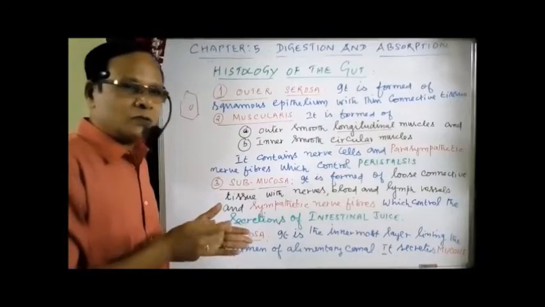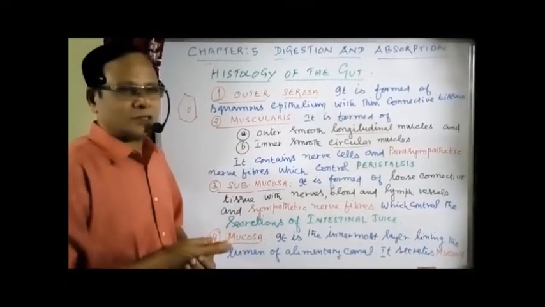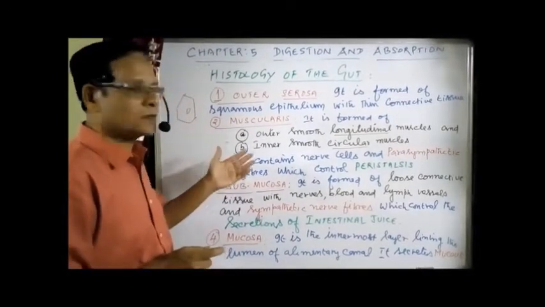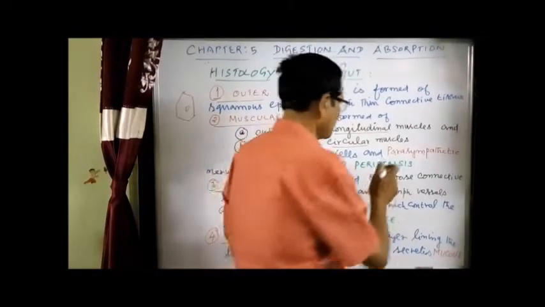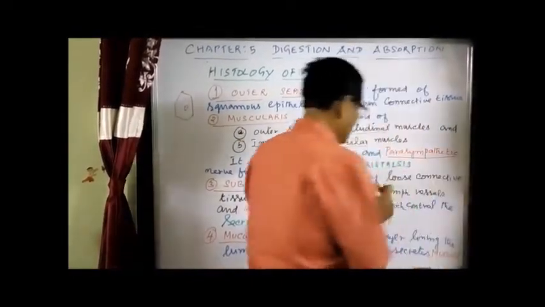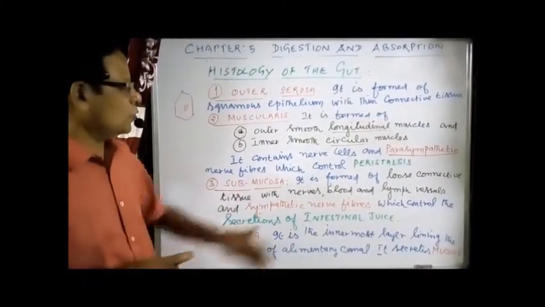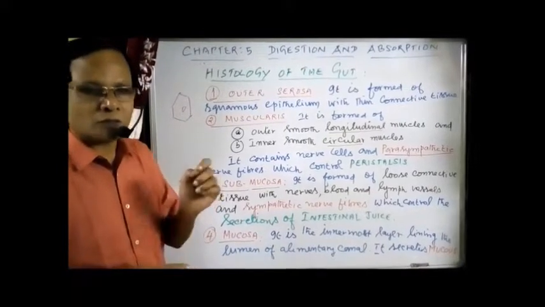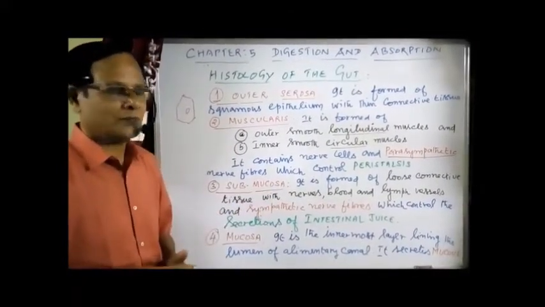Now, in addition to this, it is the composition. These layers contain what we call the nerve cells and the autonomous nervous system fibers, what are called the parasympathetic nerve fibers. We have parasympathetic nerve fibers along with the nerve cells present in this layer. Now, what is the role played by these parasympathetic nerve fibers?